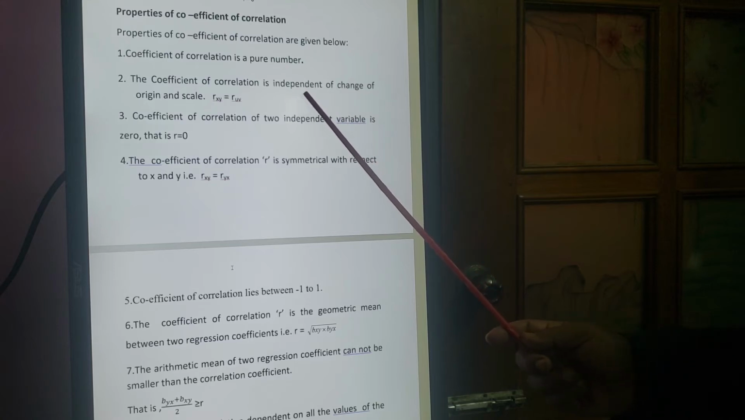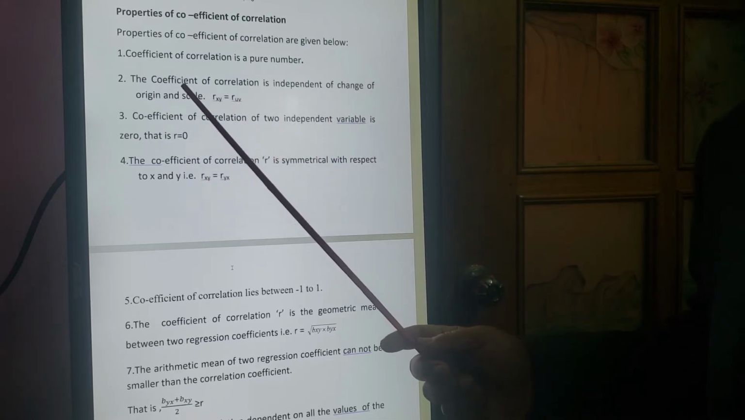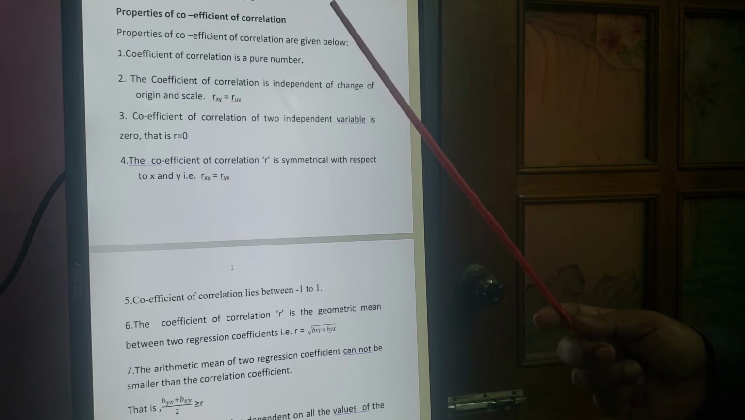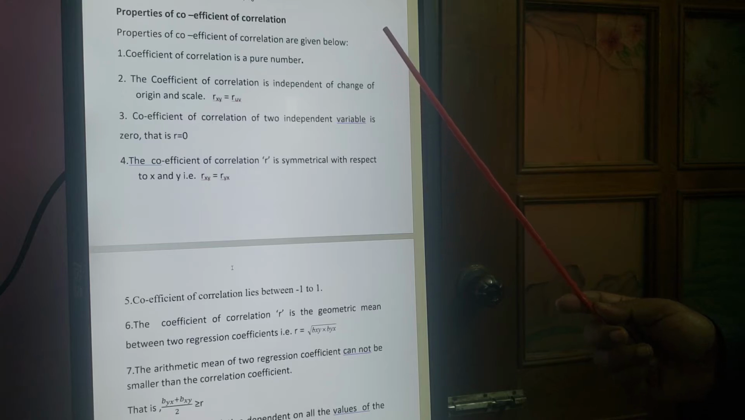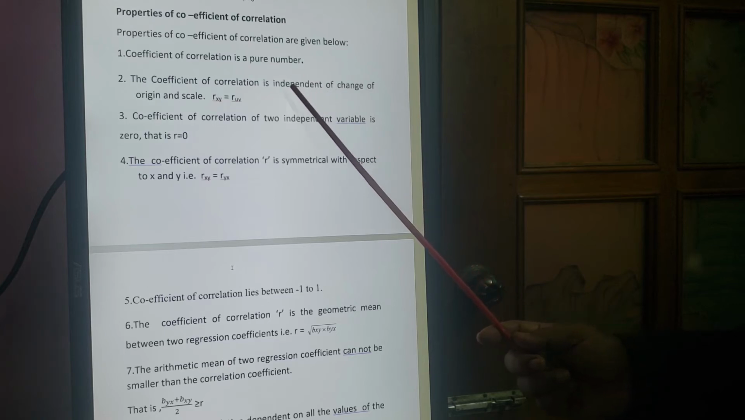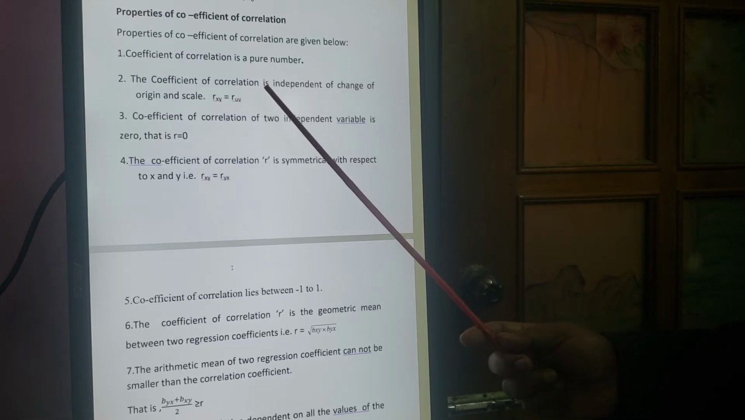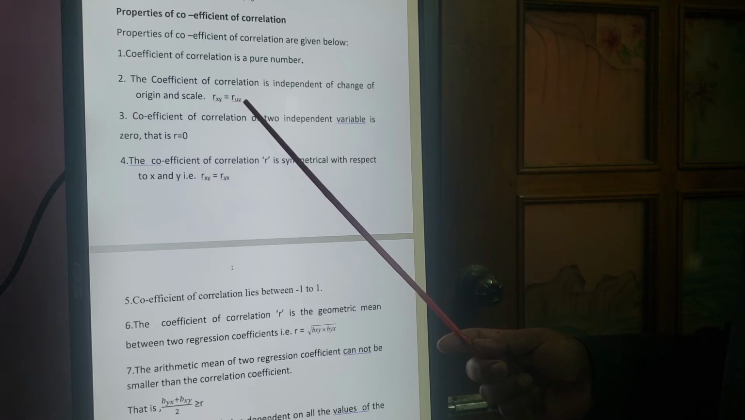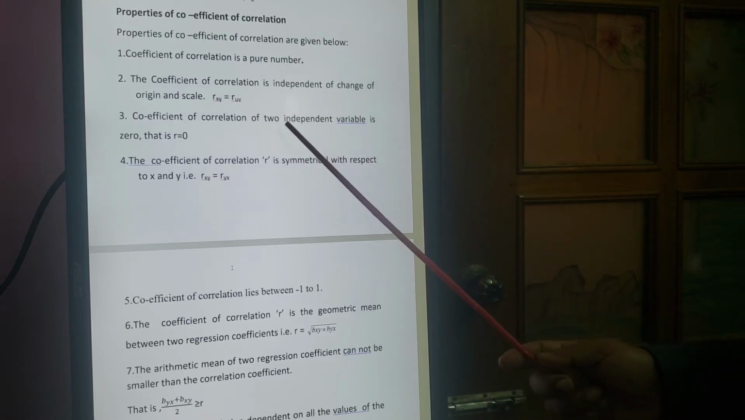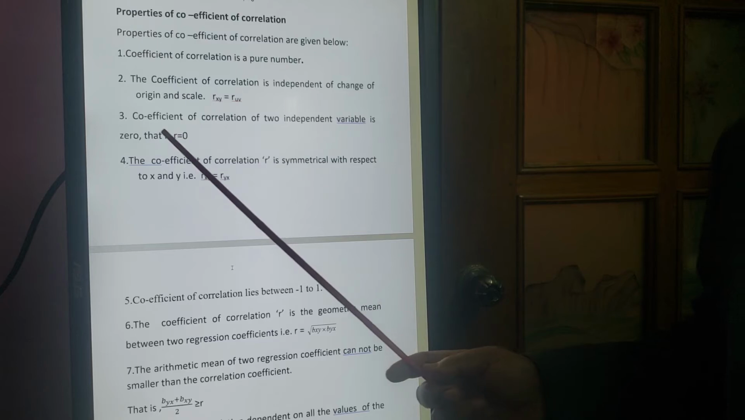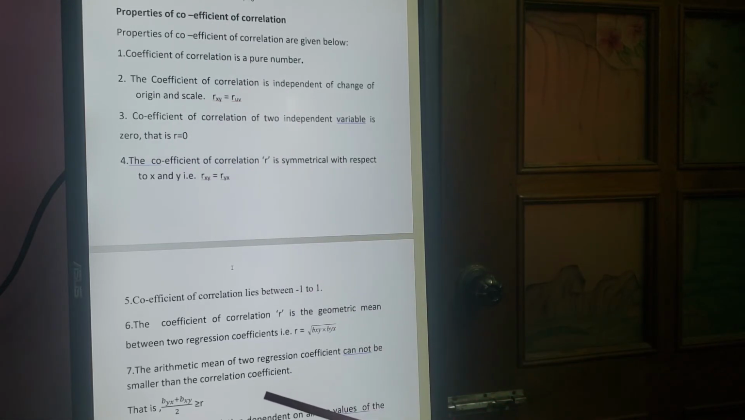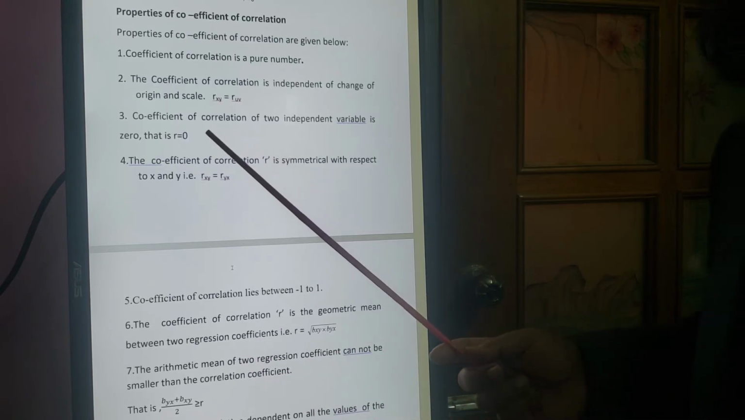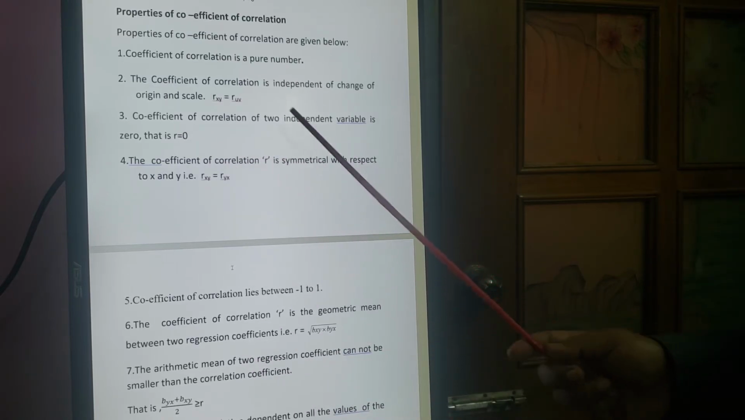Coefficient of correlation is independent of change of origin and scale. If you change the origin, x equals x minus a by c, and y equals y minus b by h, that is origin and scale, it is independent. Nothing else, the formula will be the same, that is rxy equals ruv. You just remember this. Coefficient of correlation of two independent variables is 0. That is, if there is no relation, they are independent. In this case, the coefficient of correlation is equal to 0.